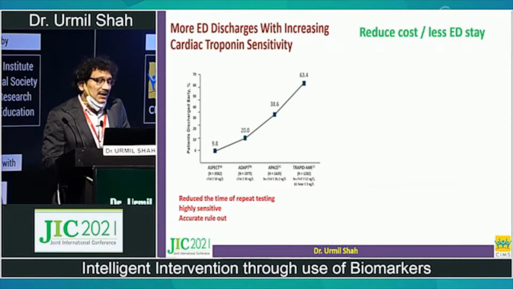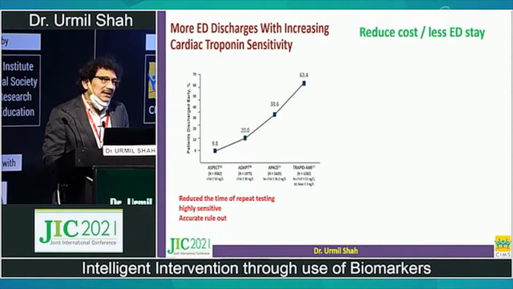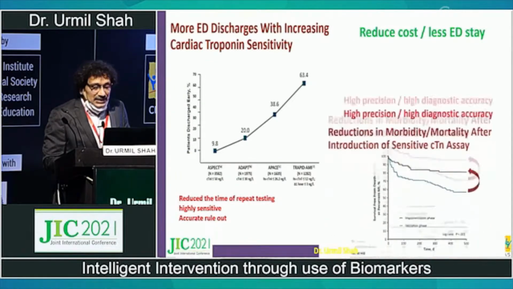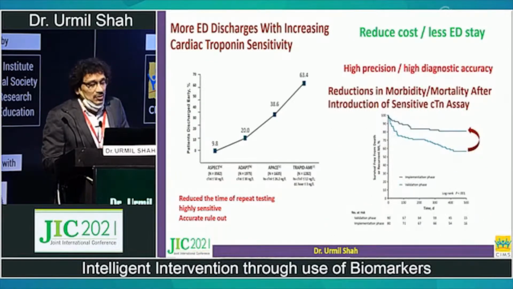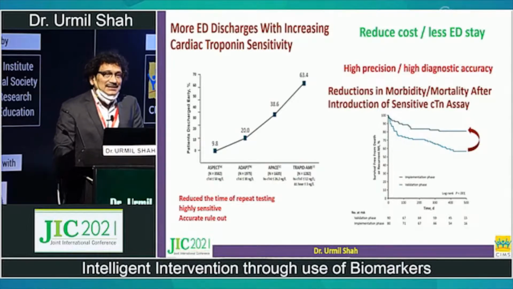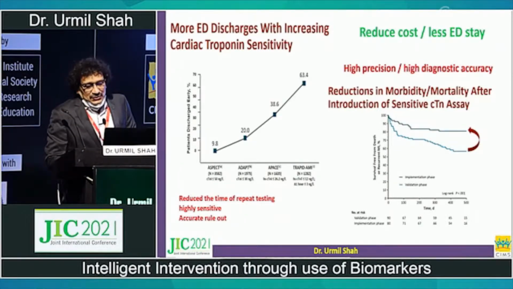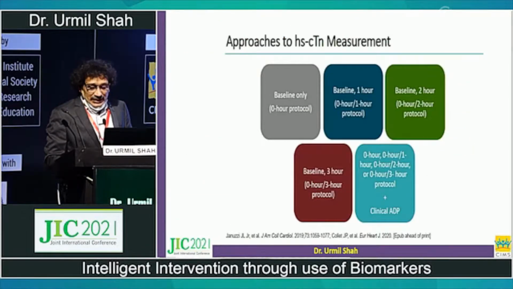As you can see here, because there's reduced time for getting it repeated, we can have early discharge of the patient, and cost is also reduced. At the same time, we can identify those patients who are having elevation of troponin and myocardial infarction, and we can treat the patient and reduce the mortality in these patients.